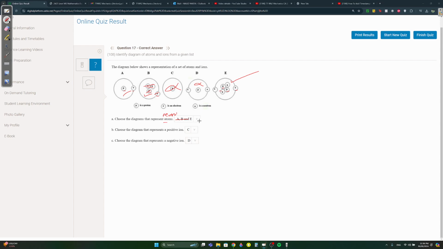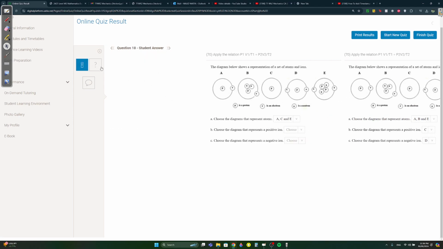So A, B, and E are my atoms. The positive ion will be C, because it's the only one that has more protons than electrons. And then D will be the negative ion because it has more electrons than protons.